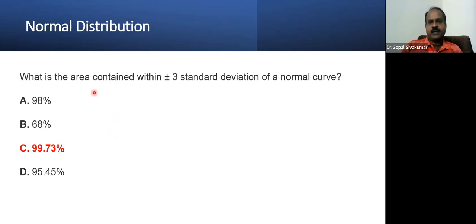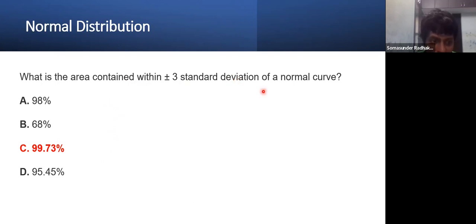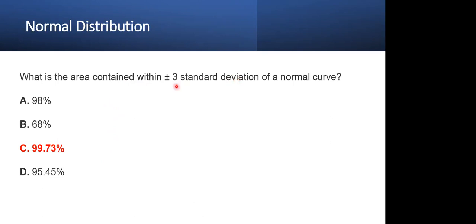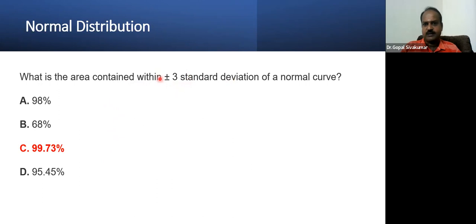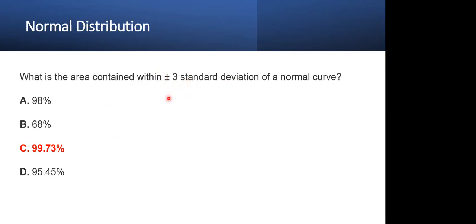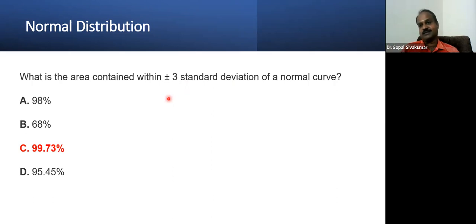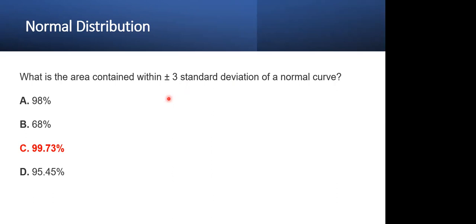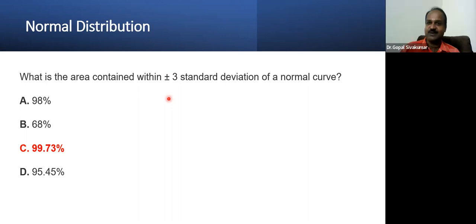Now, can you answer this question? And along with the justification, what is the area contained within plus or minus 3 standard deviation from the center of a normal curve? 99.73%. Very good. So what are these points called, plus or minus 3 standard deviation? Control limits. Right side is upper control limit and left side is lower control limit, right?